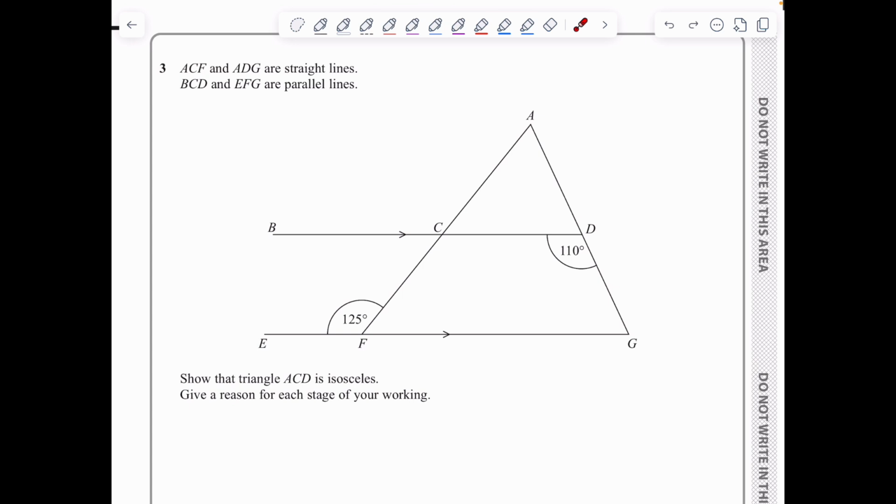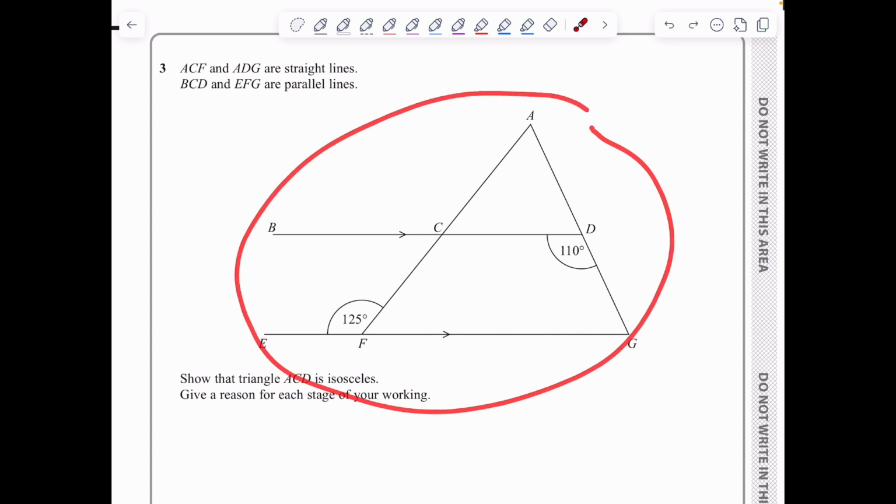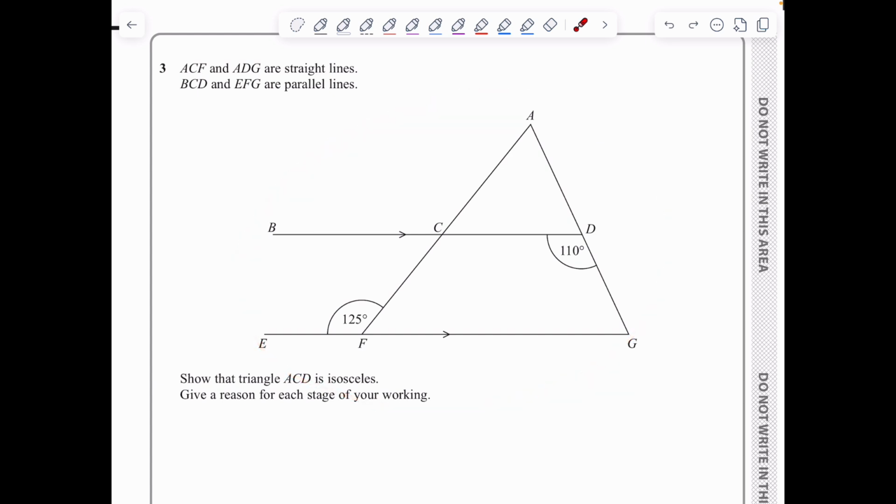Now, before going into the reasons, let me look at the triangle here. We are told to prove that this is isosceles, so one option is proving that 2 sides have the same length, or alternatively, 2 angles are of the same size. Well, there are no lengths involved here, so it has to be based on the angles. I start by noticing that the angle ADC here must be 180 minus 110, which gives me an answer of 70.